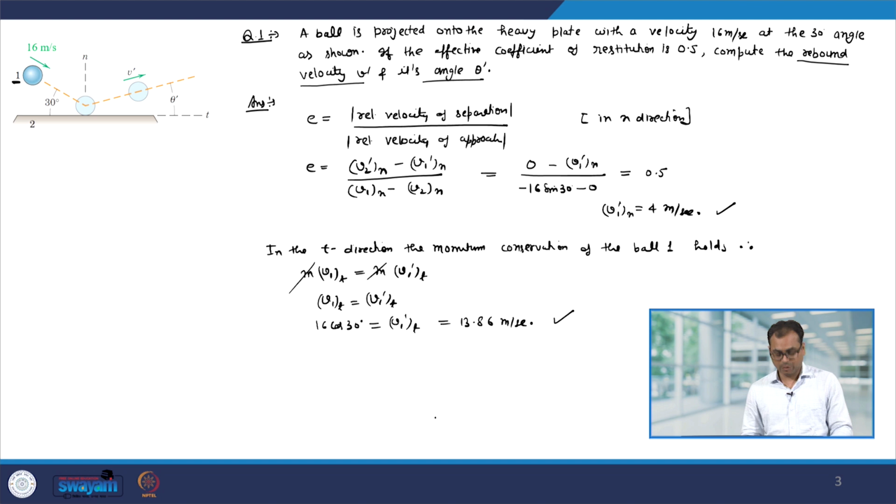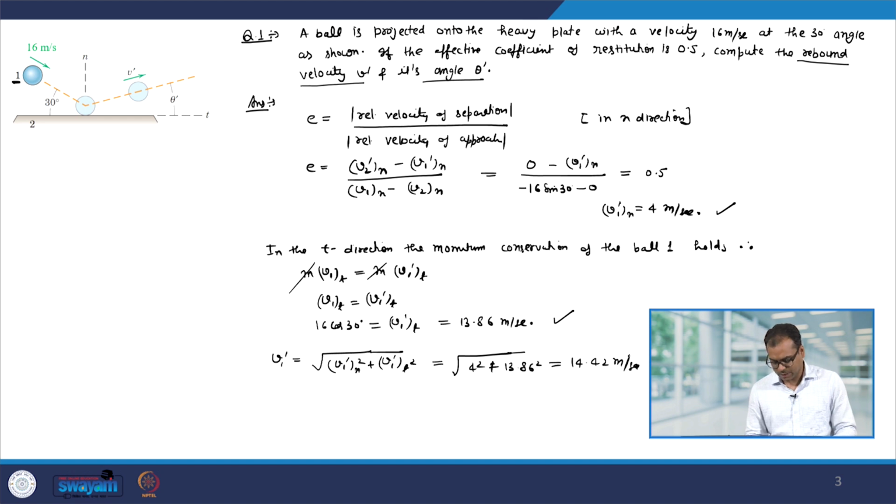So, we know what is V1 prime n and what is V1 prime t, therefore, I can calculate what is V1 prime. So, V1 prime will be square root V1 prime n square plus V1 prime t square. So, that will be square root 4 square plus 13.86 square, and that will be 14.42 meter per second. Now, let us calculate the angle theta prime. So, tan theta prime will be V1 prime n divided by V1 prime t. Now, V1 prime n is 4 and V1 prime t is 14.42, therefore, theta prime comes out to be 16.10 degree.